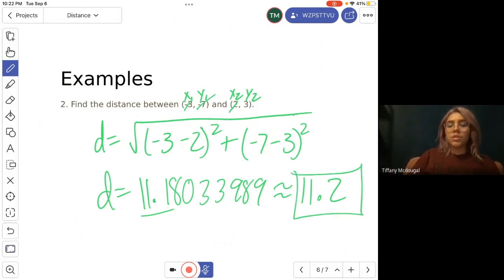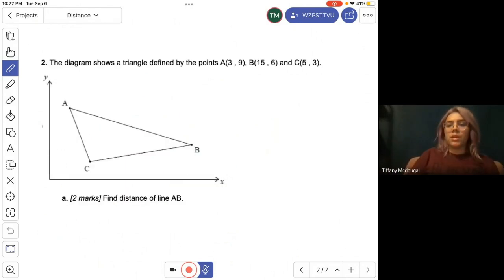All right, that brings you to the end of your guided notes. I have this example problem over here that you can do on the following practice page. Take a second to draw it out, and then let's go ahead and read the question. So we have a diagram that shows a triangle defined by the points A 3, 9. I'm going to go ahead and label these corners. So this is 3, 9. B is 15, 6. And C is 5, 3.